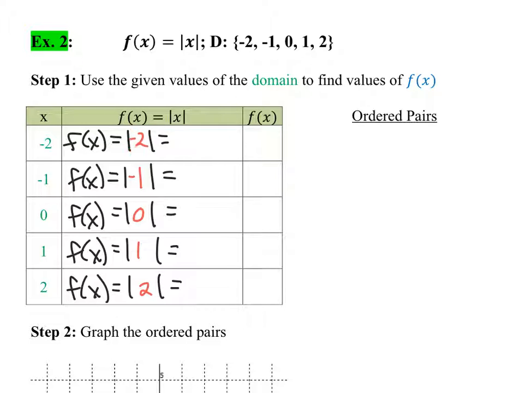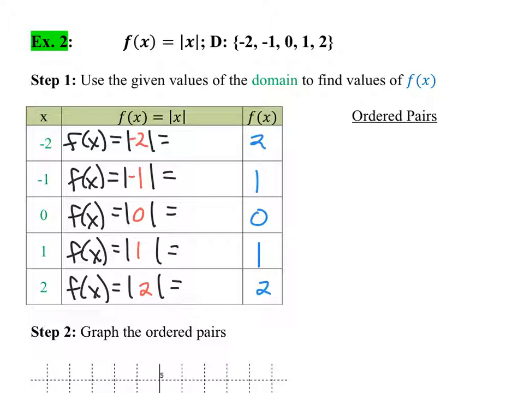So the absolute value is always positive because it is the distance that a number is from 0. So the absolute value of -2 is +2. The absolute value of -1 is +1. The absolute value of 0 is 0. The absolute value of 1 is 1, so you see a repeated value. The absolute value of 2 is 2.